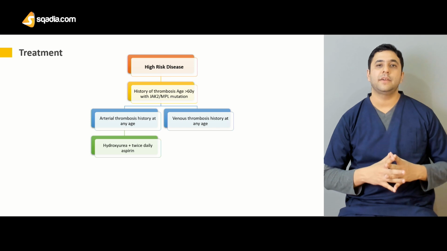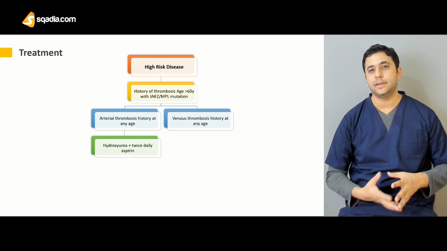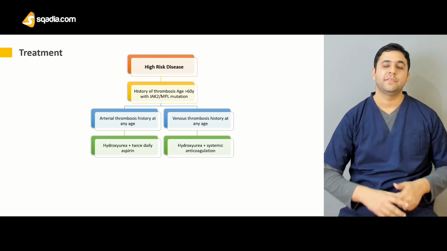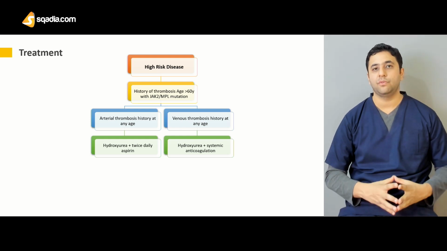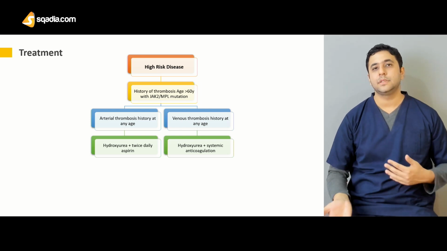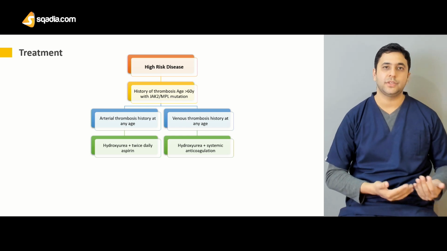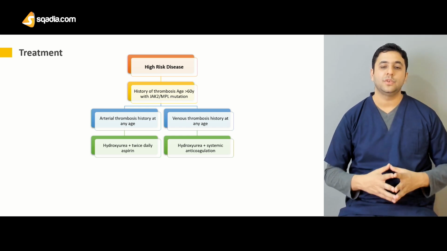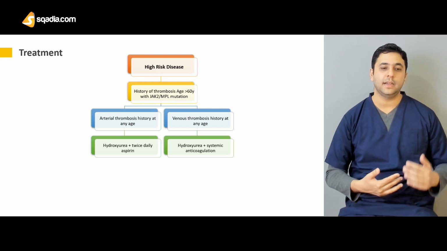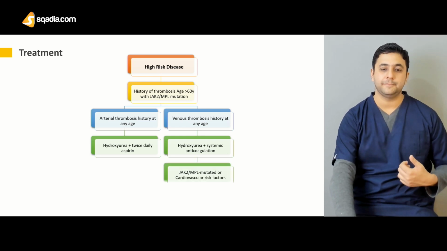If, on the other hand, the patients have a venous thrombus history at any age, for example a DVT or a Budd-Chiari syndrome or a renal vein problem, in that case we anticoagulate the patient with systemic anticoagulation, with either heparin or warfarin. Along with that, we combine hydroxyurea because hydroxyurea helps us in both ways. It helps us with the arterial circulation and it also helps us with the venous part of the circulation by releasing nitric oxide. So we either systemically anticoagulate the patient along with hydroxyurea, or we give twice daily aspirin along with the hydroxyurea if we have an arterial problem, specifically in the high risk category.